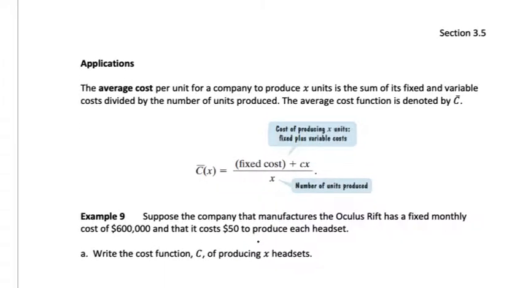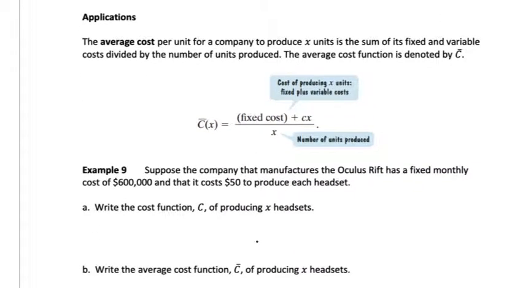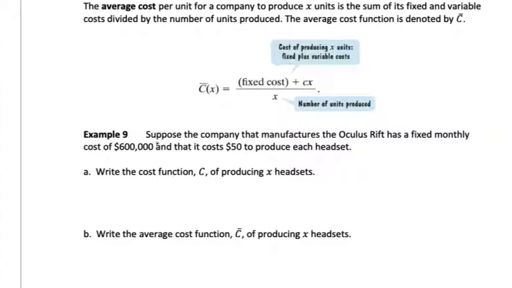So lastly, we're going to look at a business application here, and this is average cost per unit. So we talked earlier about how to find the cost function, fixed cost plus the cost per unit times the number of units that you're producing. To find the average cost per unit, we take that and we divide it by the number of units produced. So you can think of it as total cost divided by how many you're making, and that gives you the cost for each one. And we denote that with this C with a line over it, or you could say C bar. That stands for average cost.